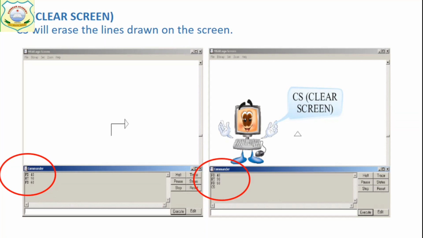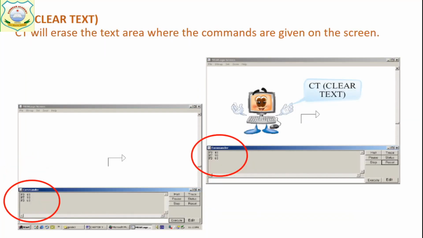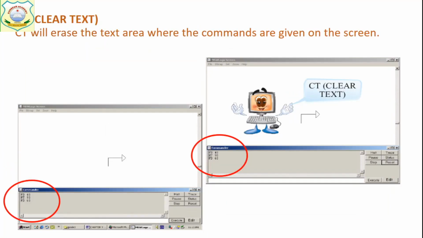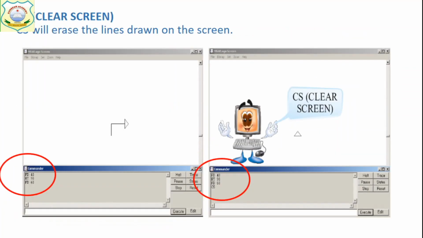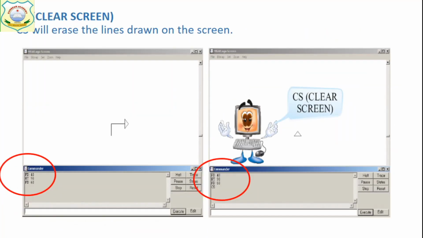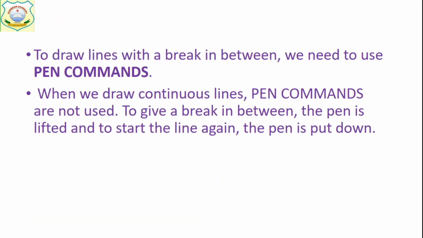And what CT command will do? CT command will erase the total list, all the list of command given in that total recall list box. Okay, this is the difference. We have CS and we have CT. CS will clear the screen and CT will clear the list of commands. Got it? One more time, see, CS will clear the screen, output screen, and CT will clear the list of command.